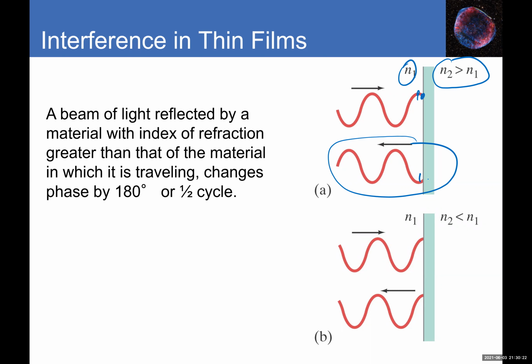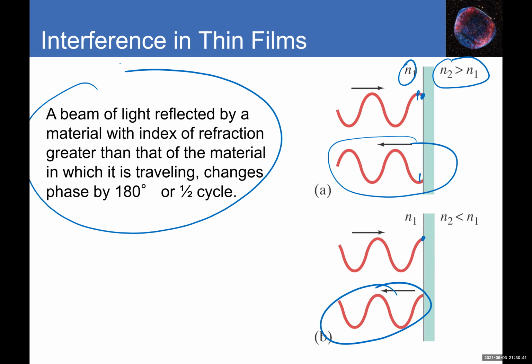But when incident light hits a boundary line where N2 is less than N1, for example from glass to air, then there is no phase change. That means the beam of light reflected by a material with index of refraction greater than that of the material in which it's traveling changes phase by 180 degrees, or half a cycle.